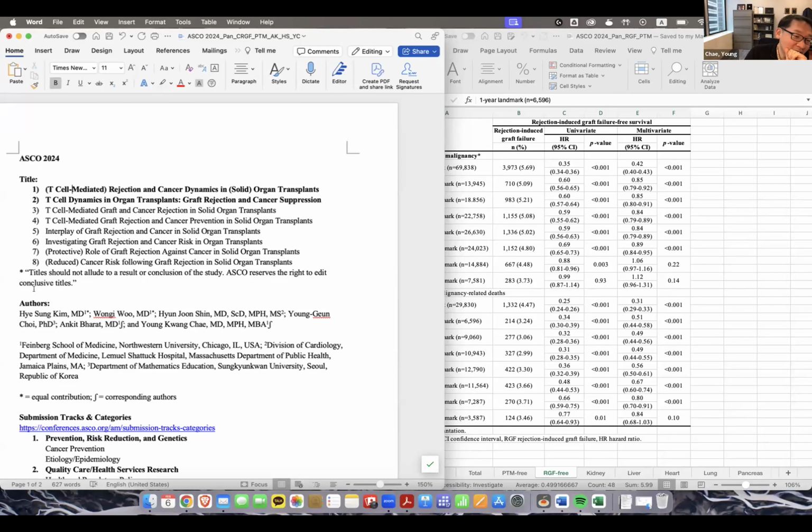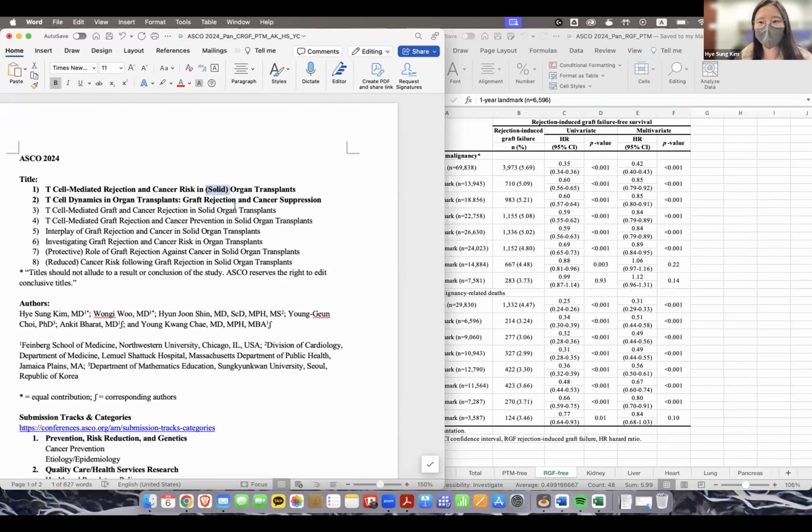Yeah, so I like one or two. T-cell dynamics might convey something different, more like a basic lab kind of thing. Yeah, so T-cell mediated rejection, and I would say cancer risk rather than dynamics. Dynamics might sound like it's not a common word that we use after cancer. So, T-cell mediated rejection and cancer risk in organ transplant.